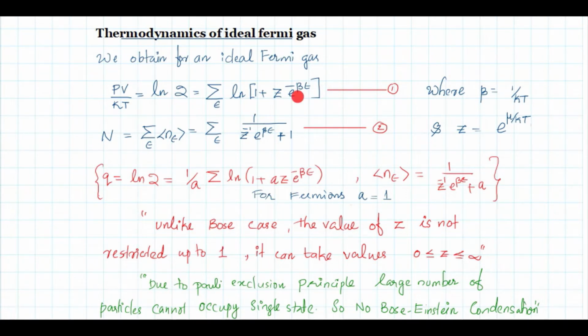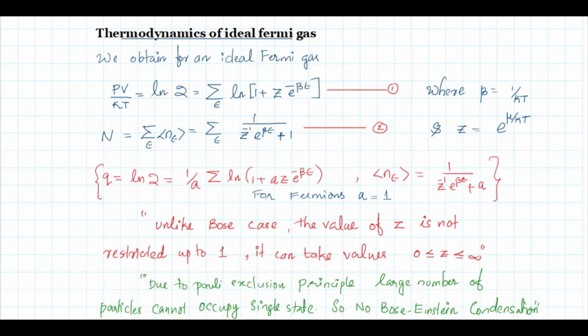Now the most important difference in the case of Fermi particles is that the value of z is not restricted up to 1. In the case of Bose particles, this fugacity can vary from 0 to 1. But in the case of Fermi particles, this z can take values from 0 to infinity. This z can never be negative because z is an exponential function, and an exponential function will always be positive. But in the case of Bose particles, it was restricted up to a value of 1, but here it can go up to infinity.